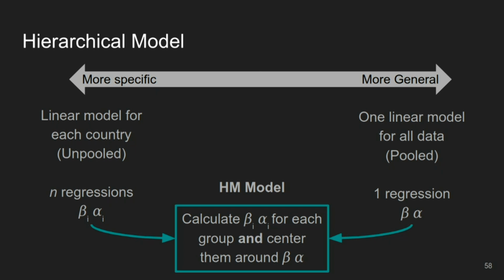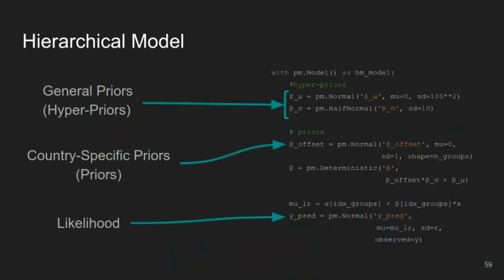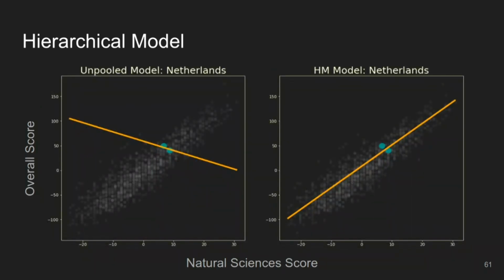We will see the results from this approach, okay? So as before, I'm going to go quickly through this code. We define our priors, but this time we have two kinds of priors. The hyperpriors are the ones for the general model, all students in Colombia. The specific priors are the ones for each country, okay? And as before, the likelihood is the same as the linear model.